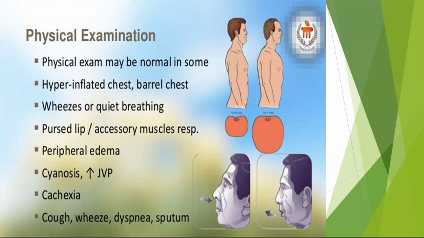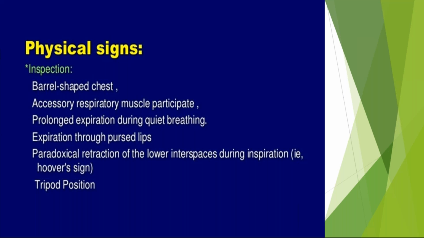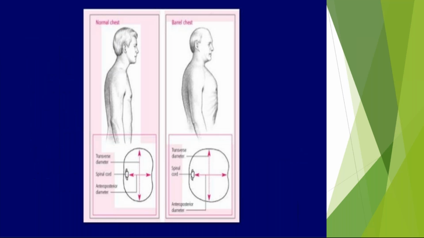If a patient with COPD develops right heart failure, they may present with peripheral edema, cyanosis, and raised JVP, and they may also have cachexia, cough, wheeze, dyspnea, and sputum. This is the normal chest, and this is the barrel-shaped chest, where in the normal chest the transverse diameter is more than the AP diameter, whereas in barrel chest the AP and transverse diameters are both equal.